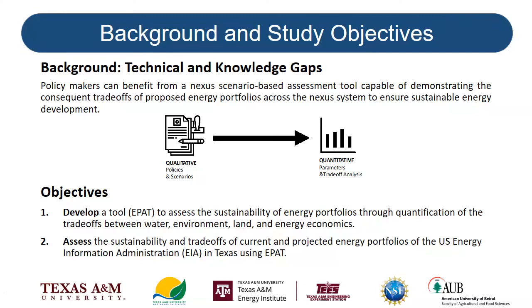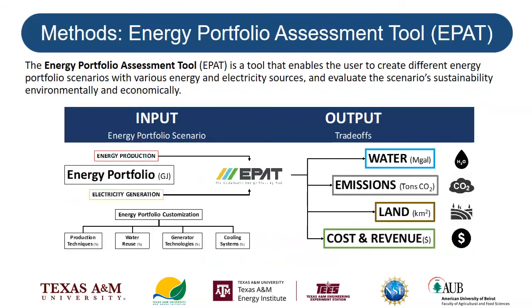Which takes us to the objectives of this paper. The first is to develop a tool to assess the sustainability of energy portfolios through the quantification of energy policy trade-offs across water, environment, land, and economics. Second objective is to assess the current and projected energy portfolios of Texas using the developed tool EPAT. So, covering the objectives and the background, moving to the methods.